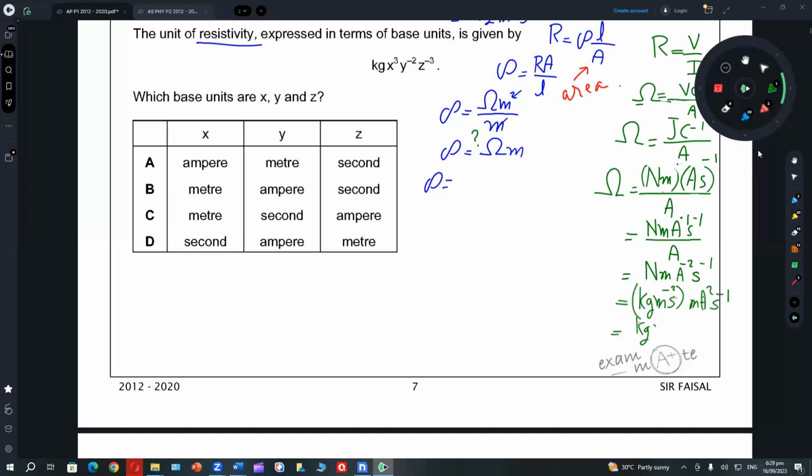Kg m square. There is a square and there is a power minus 1. So if you combine it, it will be m square, A square, and s minus 3.